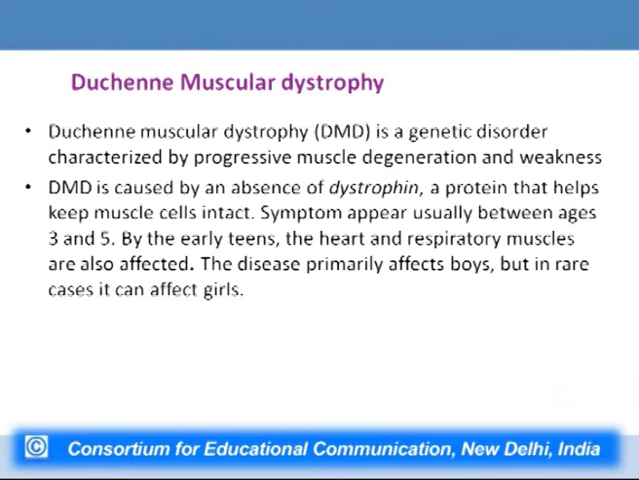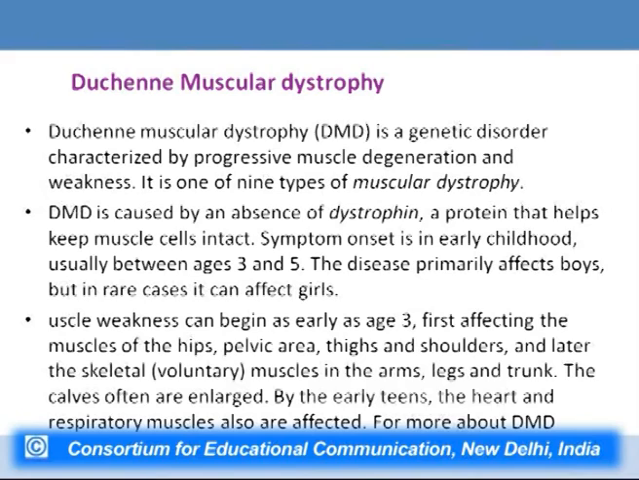Another disease which is linked to the X chromosome is Duchenne muscular dystrophy. It is a type of genetic disorder characterized by progressive muscle degeneration and weakness. It is caused by an absence of a protein known as dystrophin, which helps in keeping the muscle cell intact. The symptoms appear usually between ages 3 and 5, and by the early teens, the heart and respiratory muscles are also affected. This disease primarily affects boys, but in rare cases, it can affect girls also.